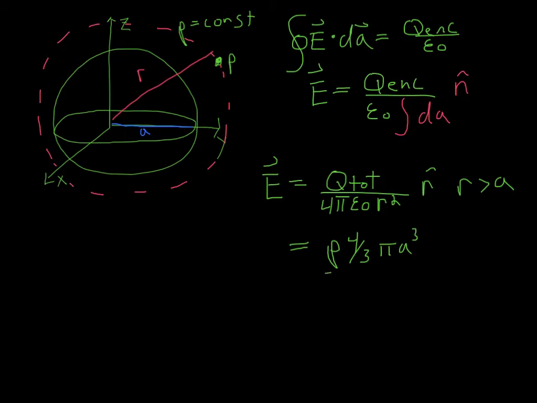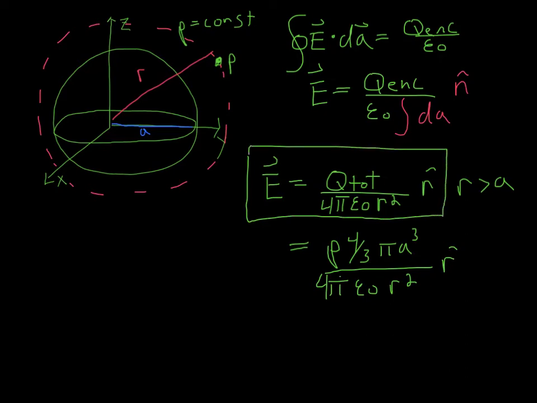And then just divided by the same thing: 4 pi epsilon naught r squared, r hat. So those are two ways of writing the same thing. I have to admit, I kind of like this easier, simpler one. One of the reasons is because, look, this is just the E field for a point charge.